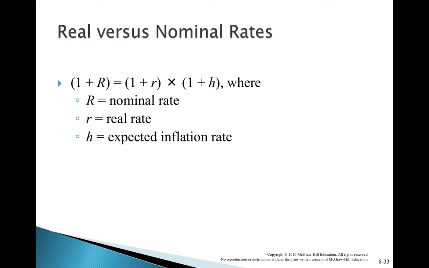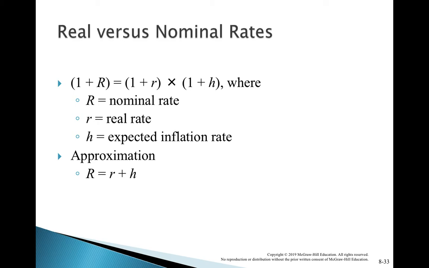Now if h increases, definitely the nominal rate increases. If h decreases, definitely the nominal rate decreases, because 1 plus the real rate multiplied by 1 plus inflation is equal to 1 plus the nominal rate, or the nominal rate of interest is equal to 1 plus the real rate multiplied by 1 plus inflation, minus 1. Therefore, anytime h increases, the nominal rate increases; h decreases, the nominal rate decreases. So now the approximation.